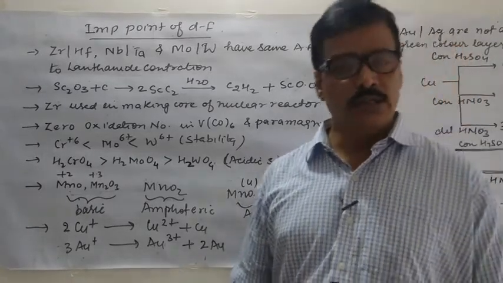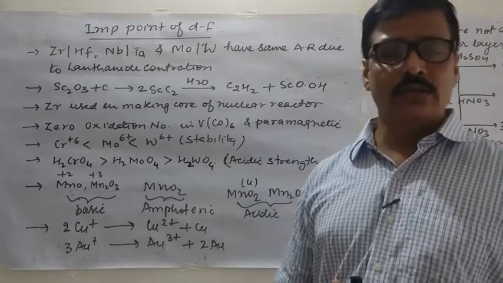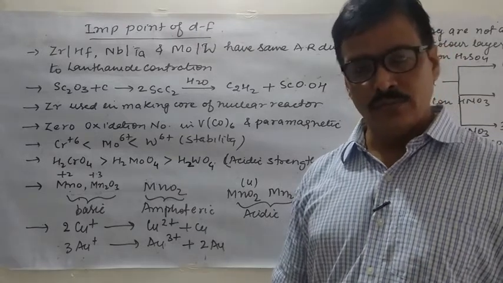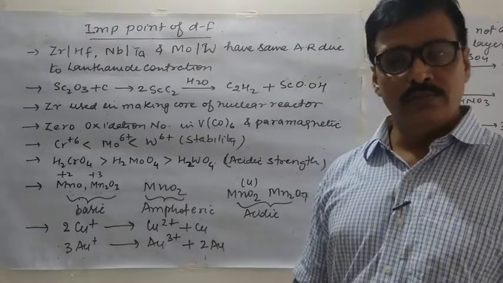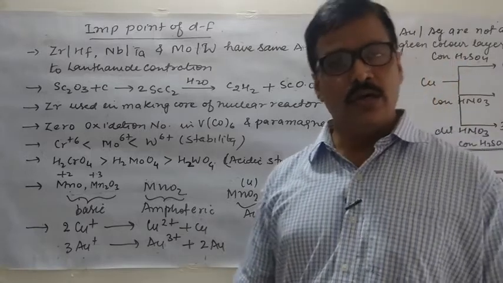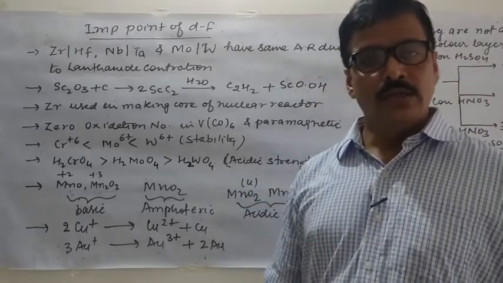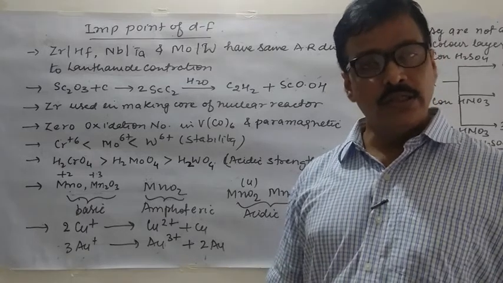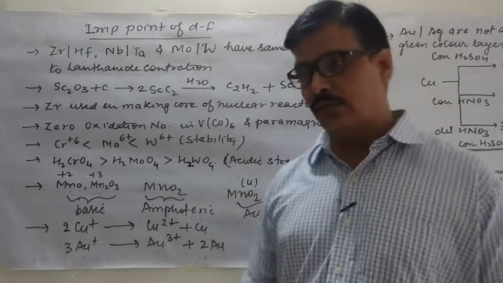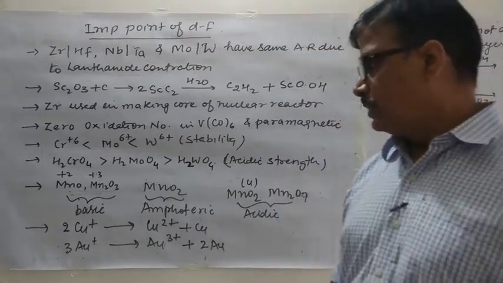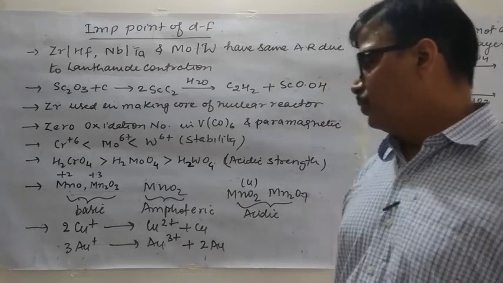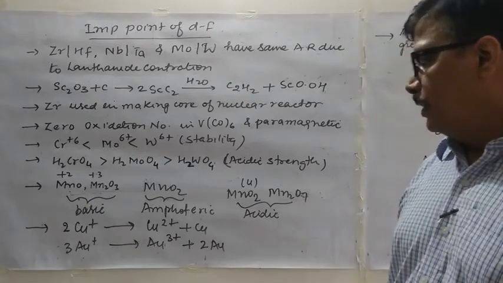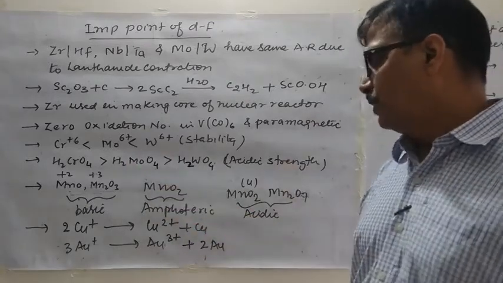Now similarly, the next one is the chromium family, which shows the +6 oxidation state, but the stability increases as we move downward in the group: chromium, then molybdenum, then tungsten. But the strength of its oxyacids decreases on moving downward. It means the strongest acid of the +6 oxidation state is H2CrO4, then H2MoO4, then H2WO4. The acidic nature decreases as we move downward.